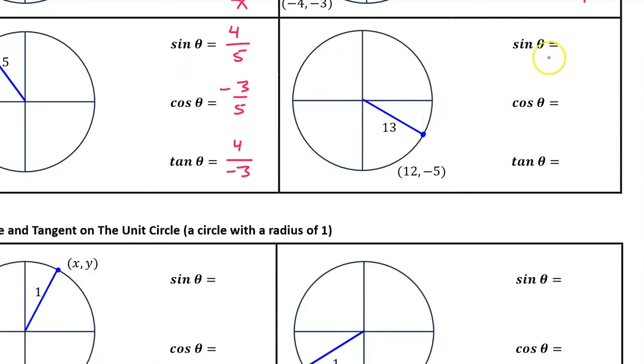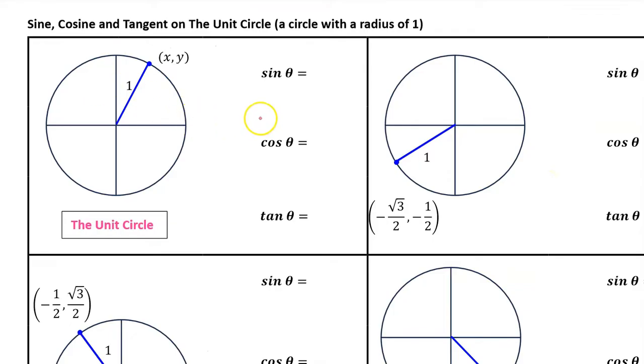On this problem, sine theta is y over r. In this case that is -5 over 13. Cosine is x over r, so that's 12 over 13. And tangent is y over x, so that's -5 over 12.